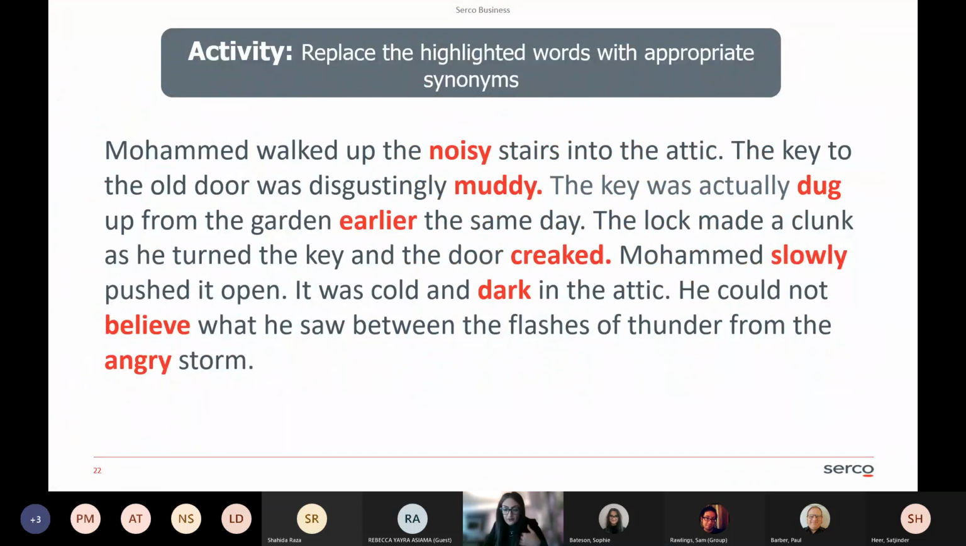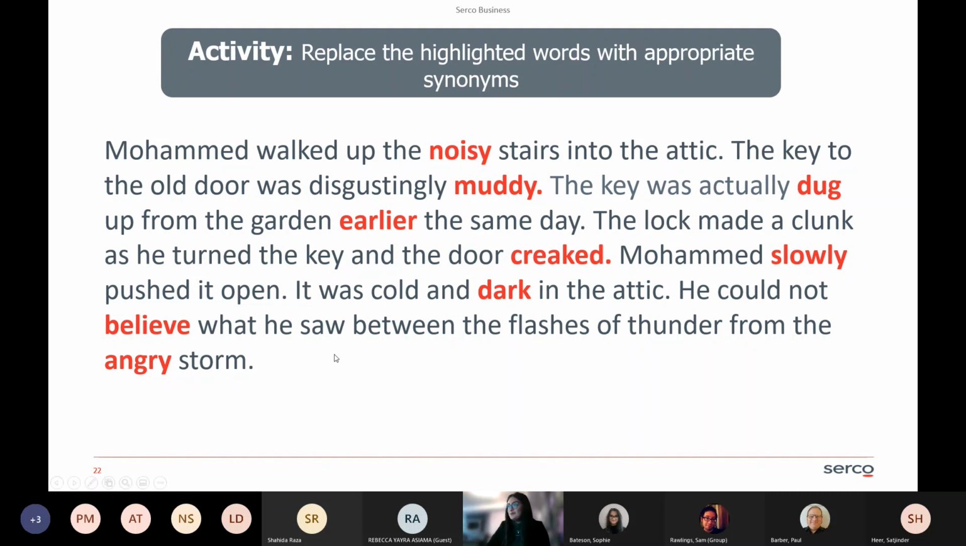Creaked and is that moaned? Perfect. Dug and excavated. Fantastic. So the gist of it is just looking at that word and changing it around. You could use that word 10 times over, but with 10 different words in the same text. Angry and violent, brilliant. Noisy, boisterous, fantastic. As soon as you start picking up these little techniques, it will start moving you from that level 1 into the level 2 criteria.